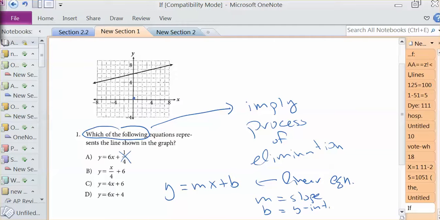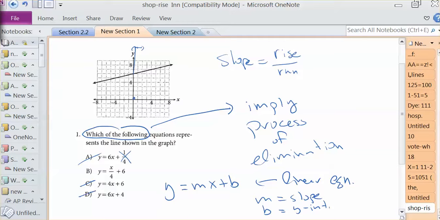That means you have to rise 6 and run 1. Remember, slope is rise over run. So that's not going to work for us. I do like B. The y-intercept is 6. Looks like the slope is 1/4. That could work. But I don't like C because the slope here is 4, and that's a little too much. I don't like D, so I definitely would go with B in this case.